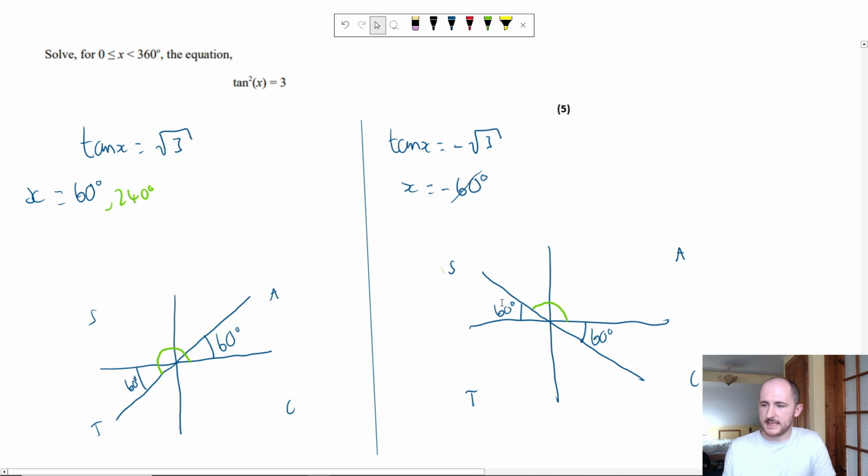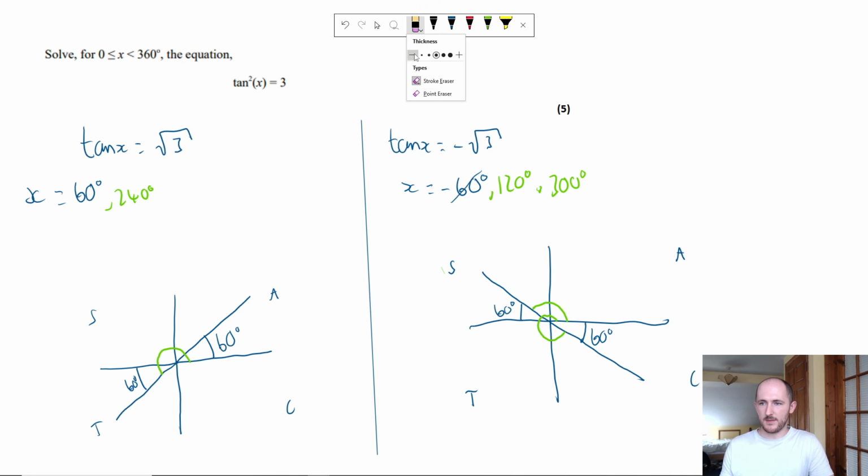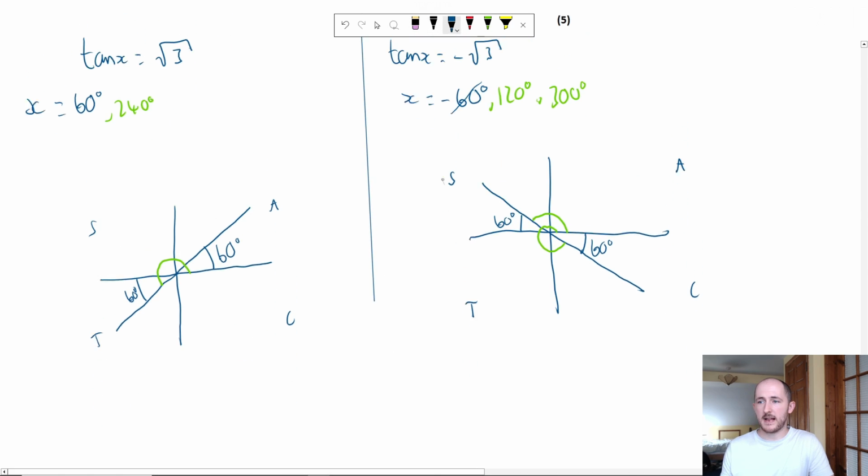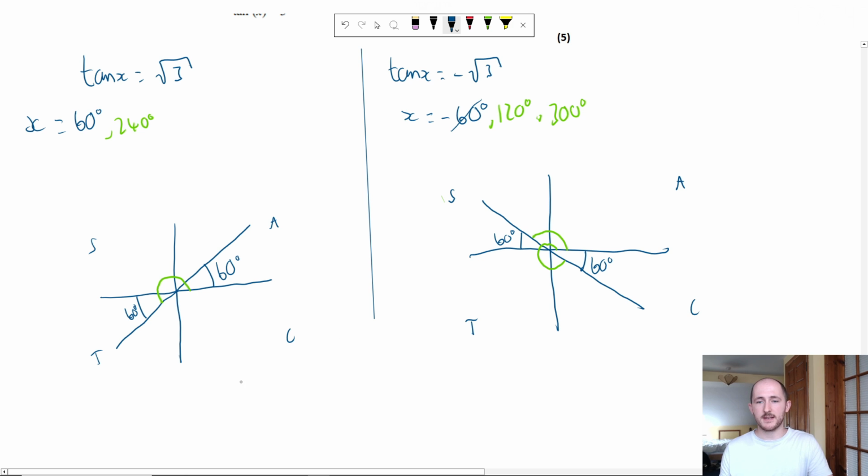So this would be 180 minus 60, so that would be 120 degrees. Which does fit inside this boundary, right? So that works. And likewise, if I continue this line going off, that would be 360 minus 60, which is 300 degrees. Which also works. So in other words, it does actually have more values. It has 1, 2, 3, 4. It has double the number of values.